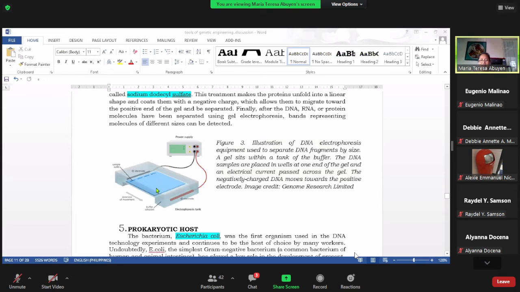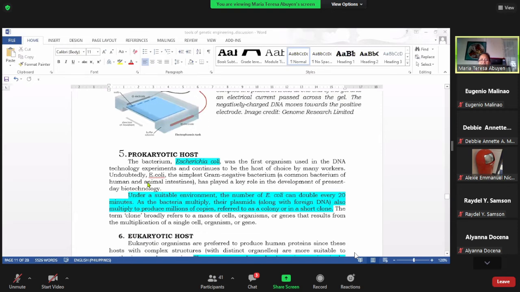Okay, so this is an illustration of a gel electrophoresis. Another tool is the prokaryotic host. The most common prokaryotic host used in genetic engineering is the E. coli. The E. coli is used as a vector. It is also used as a storage of desired genes.